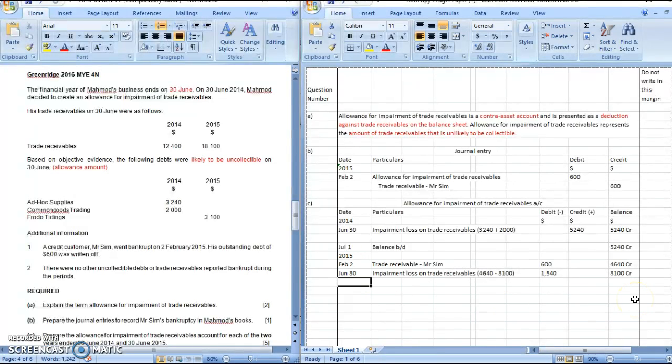So there you go. This is how you prepare the allowance account, without forgetting that we need to have a closure of July 1st, balance brought down. So this is how it goes for your allowance account.